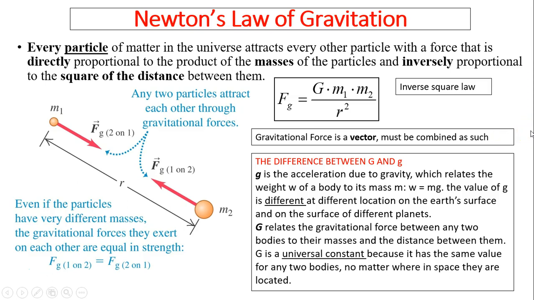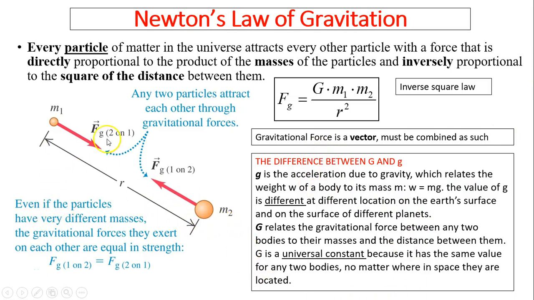Newton's law of gravitation states that every particle of matter in the universe attracts every other particle with a force that is directly proportional to the product of the masses of the particles and inversely proportional to the square of the distance between them. So Fg equals capital G m1 m2 over r squared. This is also called the inverse square law. So any two particles attract each other. That makes the law universal.